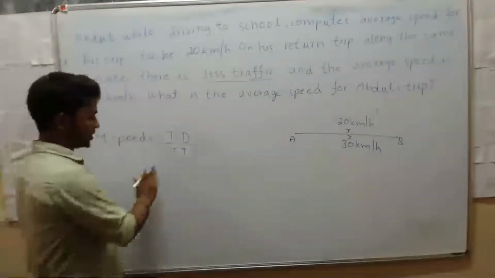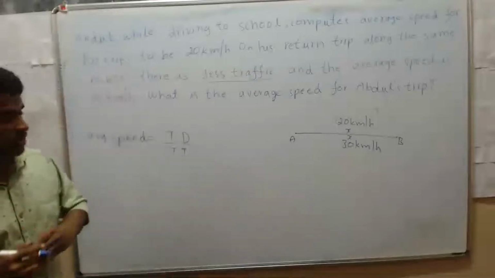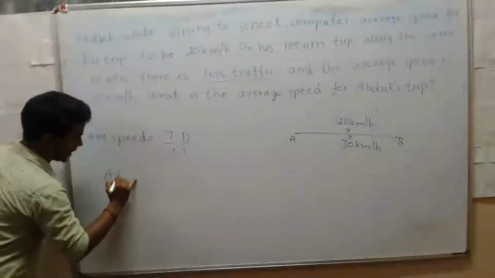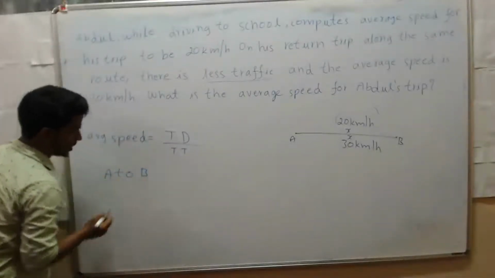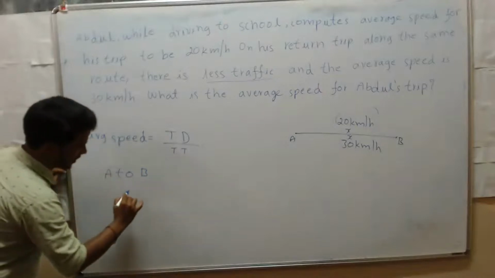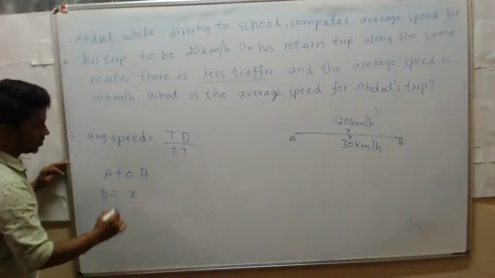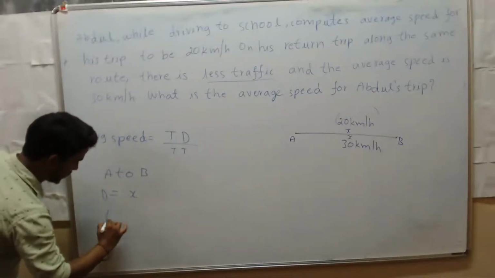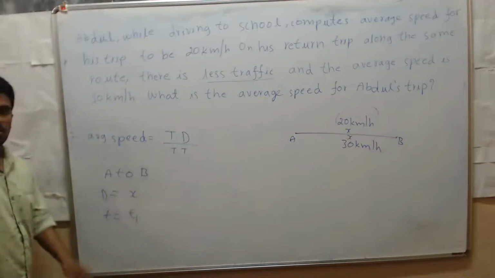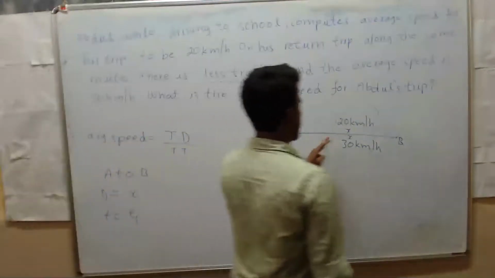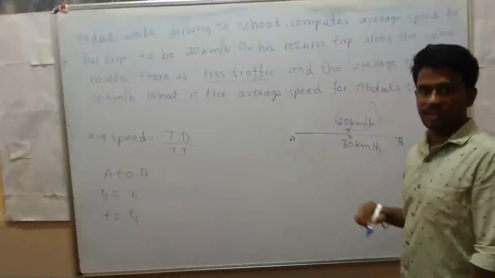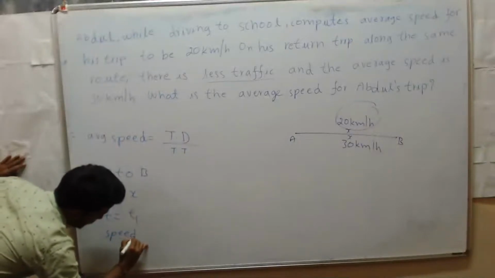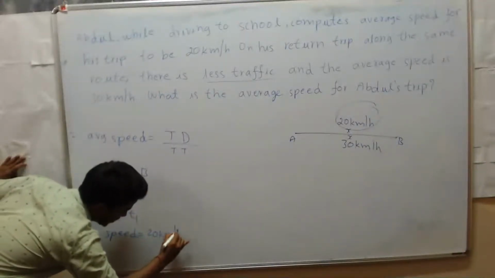So now I will take first. See here, first I will give you a clue. This I will give as homework for you. First, A to B. The distance covered from A to B I will take as X. Distance equal to X. What about the time taken? I don't know, right? So for A to B, I will take the time taken as T1. But here, what is the speed from A to B? That is 20, right? Okay, I will write speed equal to 20 kilometer per hour.